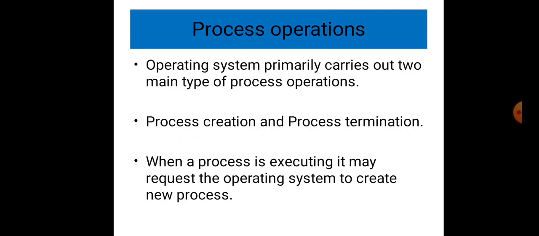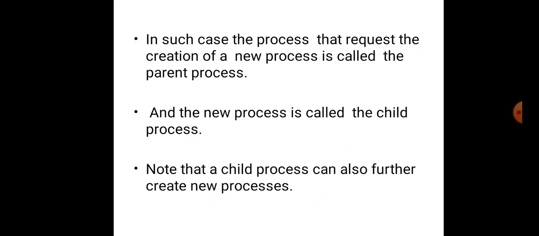Next, we will see process operations. The operating system primarily carries out two main types of process operations. One is process creation and another one is process termination. When a process is executing, it may request the operating system to create a new process. In such a case, the process that requests the creation of a new process is called the parent process, and the new process is called the child process. Note that a child process can also create new processes.